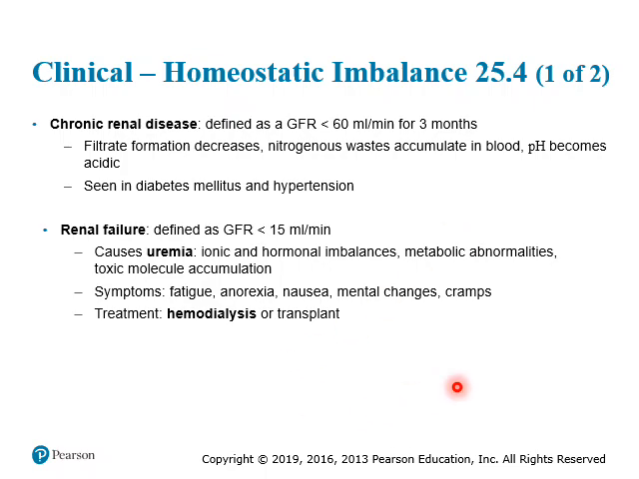Renal failure, which is defined as a glomerular filtration rate less than 15 ml per minute, meaning this person is no longer urinating, causes uremia. Here you have ionic and hormonal imbalances, metabolic abnormalities, and toxic molecule accumulation. Symptoms will be fatigue, anorexia, nausea, mental changes, and cramps. The treatment for this is hemodialysis.